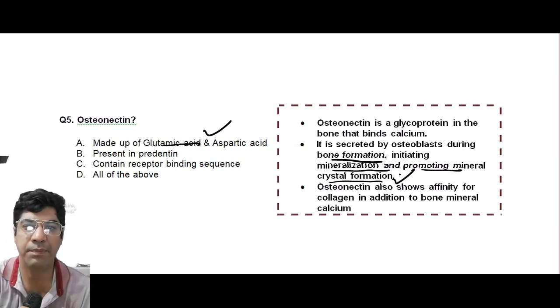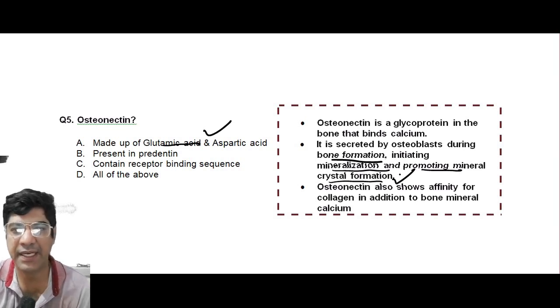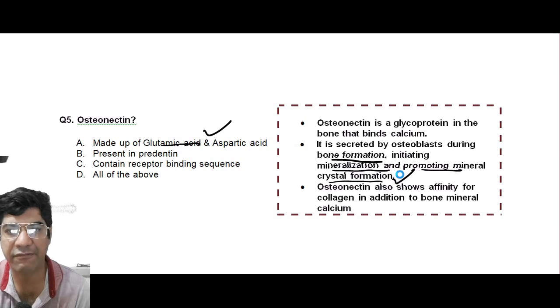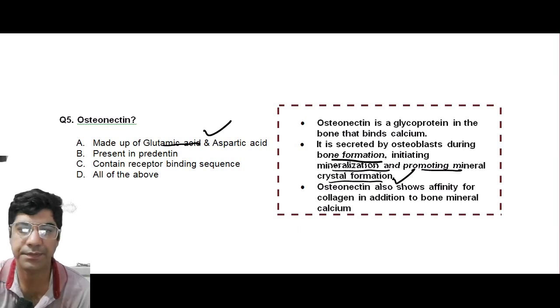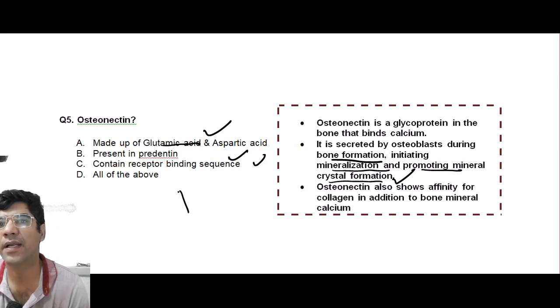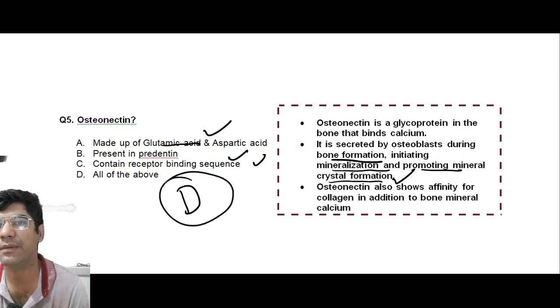So option B, osteonectin is indeed found in the extracellular matrix of bone and dentin. The predentin is the unmineralized matrix that exists before dentin mineralization. So B is correct. Osteonectin contains sequences that can interact with the cell surface and it is involved in cell-matrix interaction. That is also correct. So all of the statements are correct. Answer is D.